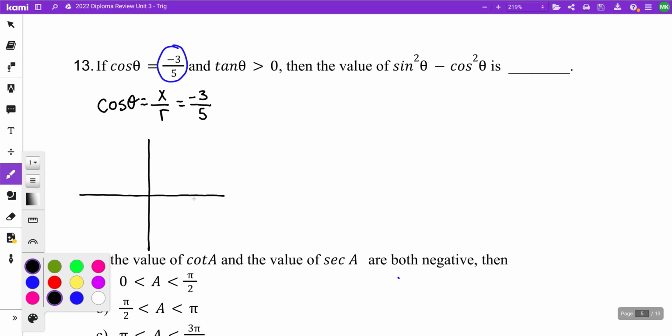There's two different triangles I could build that would have an x value of negative 3 and an r value of 5. I could build one like this: 5, negative 3, and y. Or I could build one like this: 5, negative 3, and y. And I don't know which triangle is correct. Both are valid, just based off of cos equals negative 3 over 5.